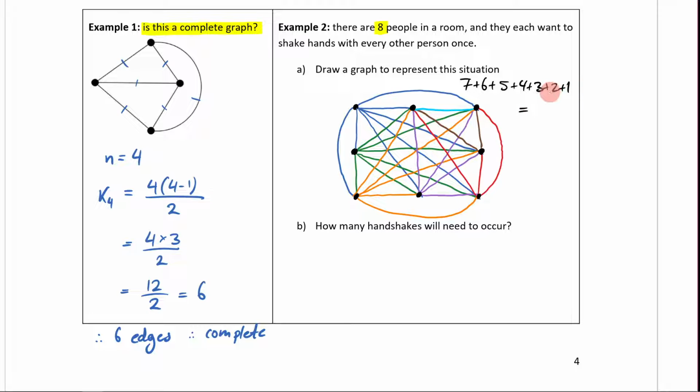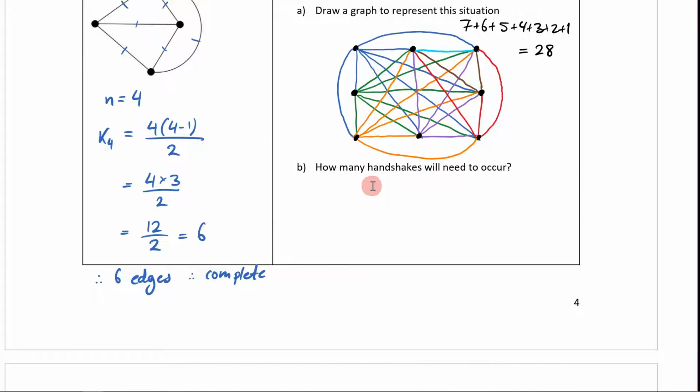1 plus 2 is 3. So it would be 3, 6, 10, 15, 21, 28 would be my total there. Now, obviously, doing it like this is hard, having to count it up. But you can kind of get a sense of what we're doing. It's 8 people. So we go 1 less and then just go 1 less each time and add them up. So now, if we were to use our formula instead of this method, how many handshakes will need to occur?